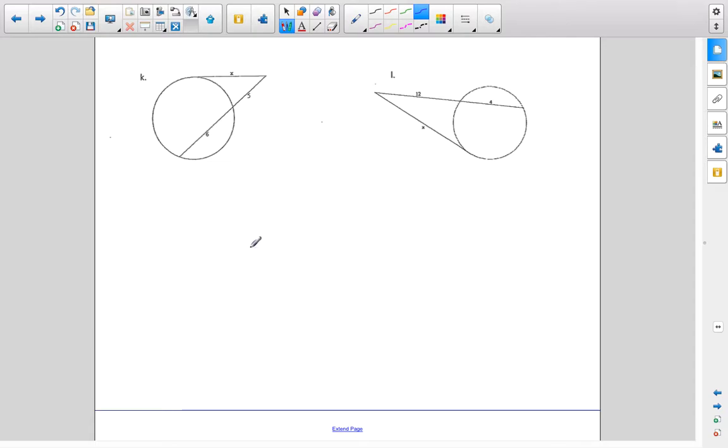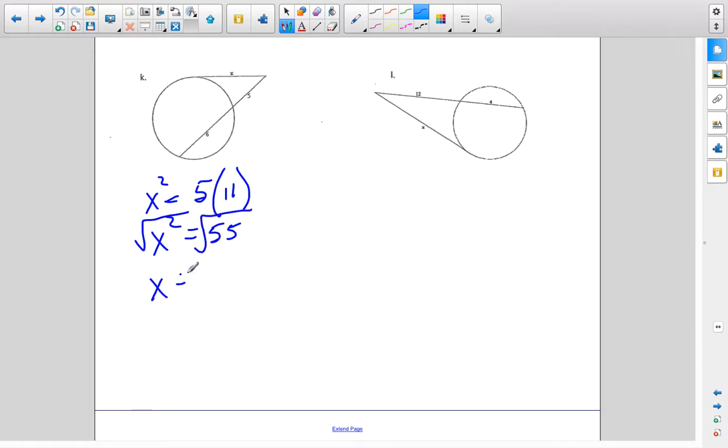Okay, now when we get to K, we're on the last two problems here. Again, tangent, secant. Tangent gets squared. Secant is outside times the total, 5 plus 6, 11. So x squared equals 55. Taking the square root of both sides, x equals the square root of 55, which cannot be simplified, by the way. It's 5 times 11. But you could go ahead and put it in your calculator and get an approximation.